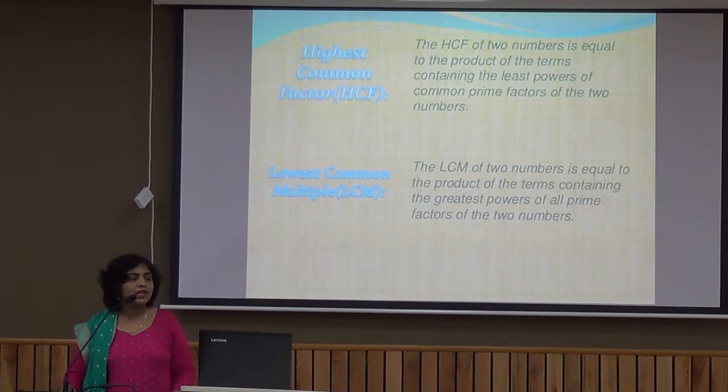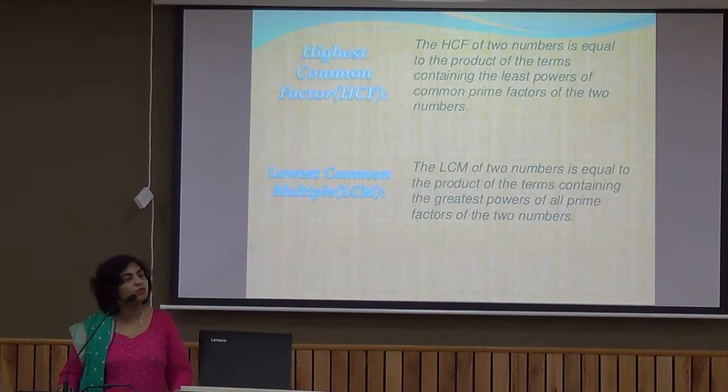Now comes our HCF and LCM, with the help of prime factorization. The HCF of two numbers is equal to the product of the terms containing the least power of common prime factors of the two numbers. That means whatever numbers we are given, first we look for the factors common to all the numbers, and then their least power, and the product of all those terms is our HCF.